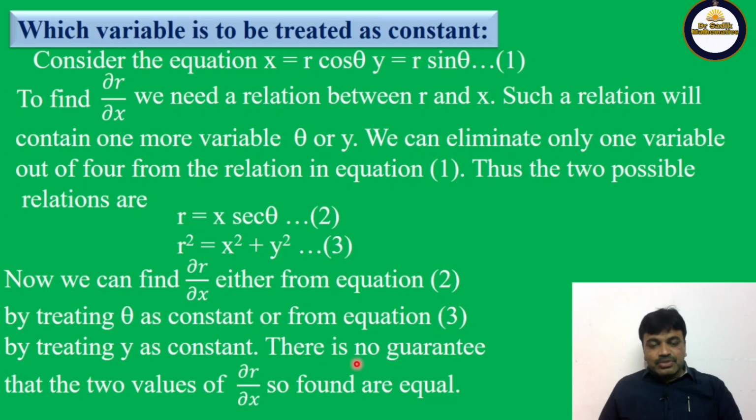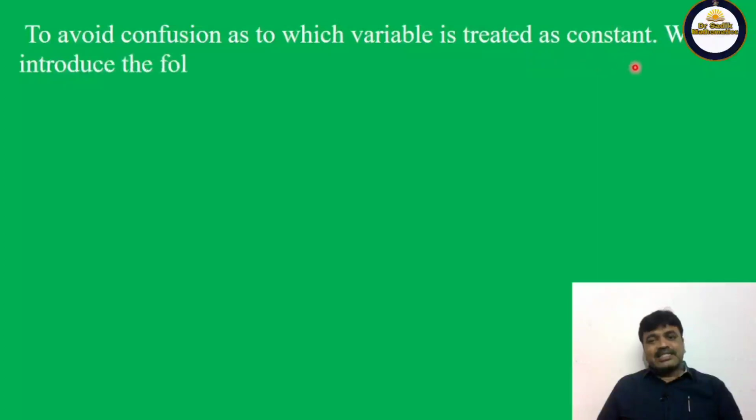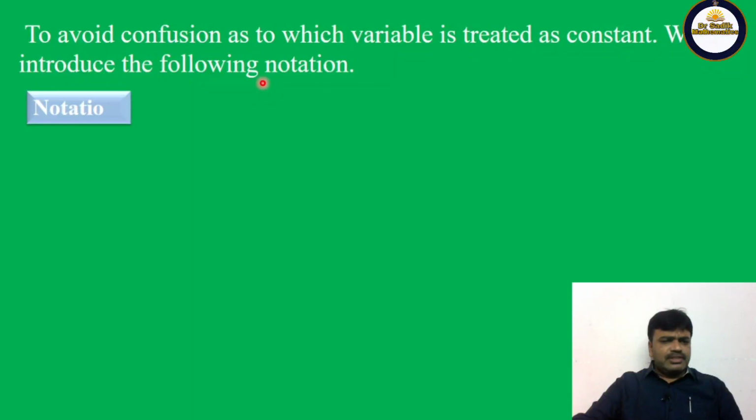There is no guarantee that the two values of ∂r/∂x so found are equal. Sometimes they may be equal, sometimes they may not be equal. In such cases, how do we find the ∂r/∂x value? To avoid confusion as to which variable is treated as constant, we introduce the following notation.